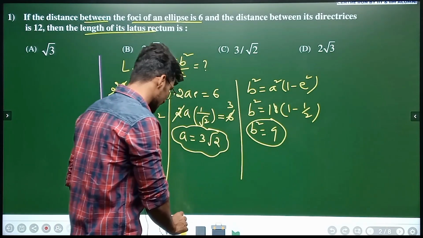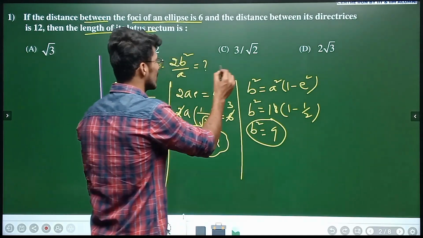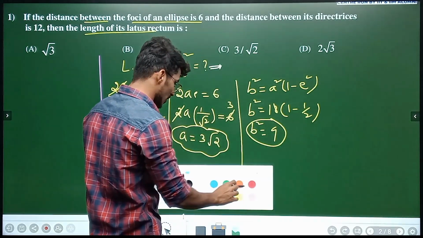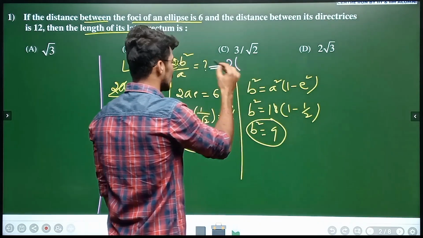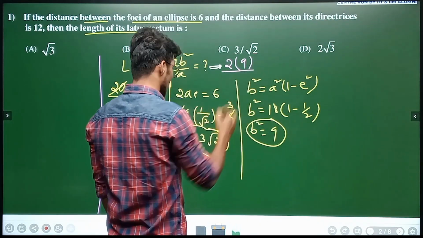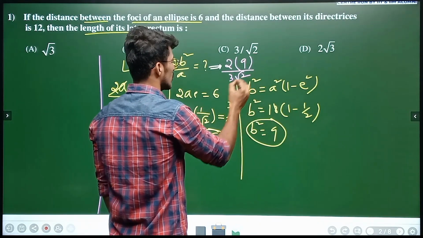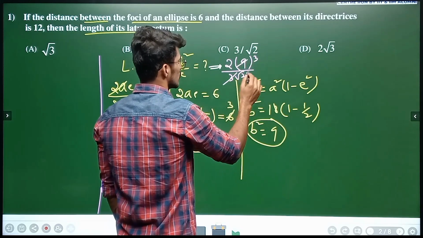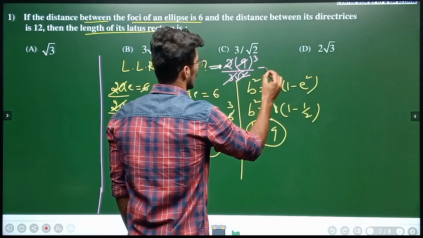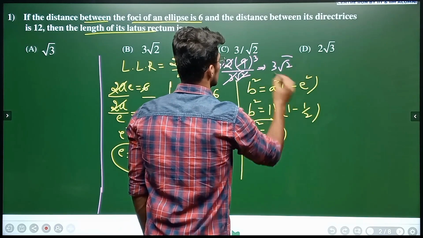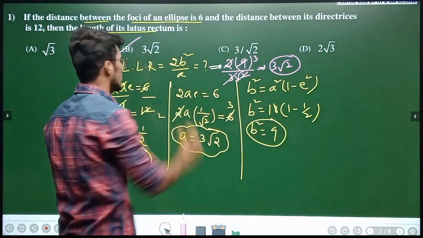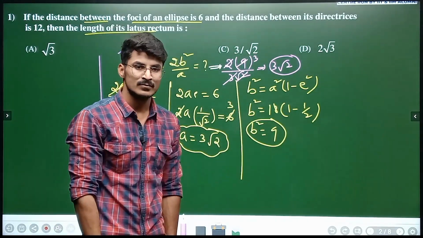So now let us find the length of latus rectum. Now it is very easy. Look at this. Length of latus rectum is 2 times b square, b square is 9 here, divided by the a value, which is 3 times root 2. So 3 ones are 3, 3 threes are 9. Root 2 one time, root 2 one time. So what am I going to get? 3 root 2 is the answer. 3 root 2 is available in option B. Option B is correct.